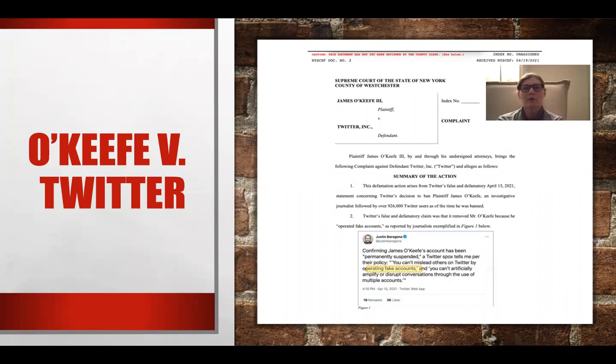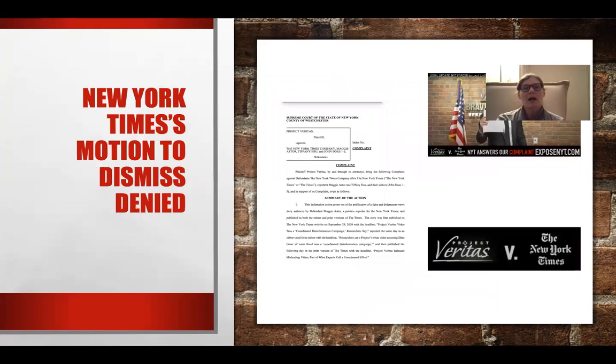This one was filed around mid-April, just after April 15th, so just a couple weeks ago, and they filed this in New York State. This is O'Keefe himself as an individual, his defamation action arising from Twitter's, as he claims, false and defamatory April 15th, 2021 statement concerning Twitter's decision to ban himself, James O'Keefe, an investigative journalist who had been followed by over 926,000 Twitter users as of the time he was banned.